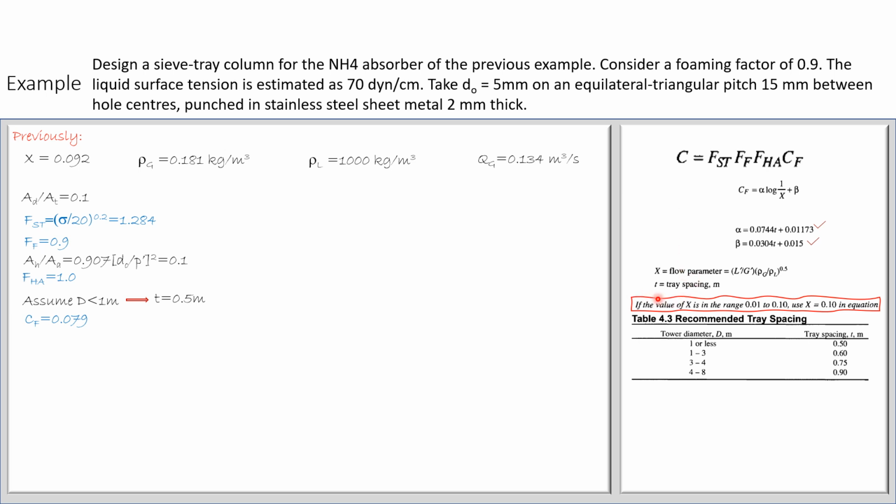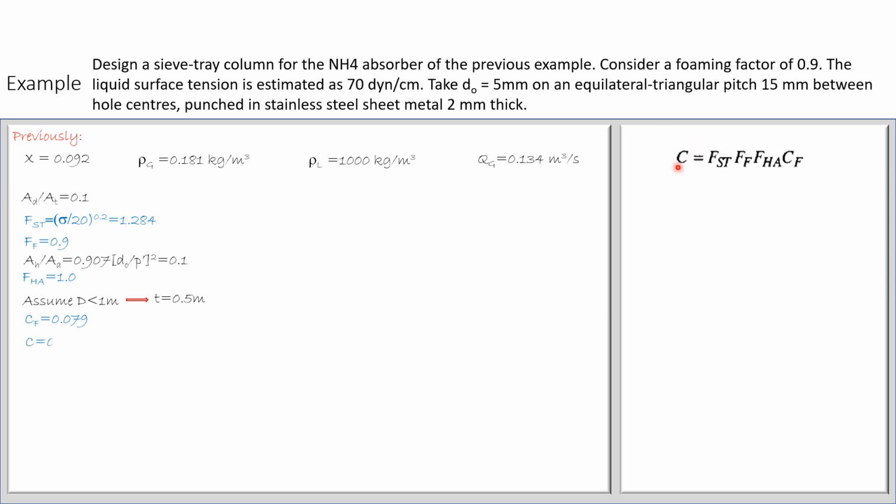I forgot to mention that if you remember, the X value is equal to 0.092, and since it is less than 0.1, I have to force it to be 0.1. So in here, I put the value of capital X equal to 0.1, not 0.09. So now we calculated the value of CF, and calculated the total value of capital C.